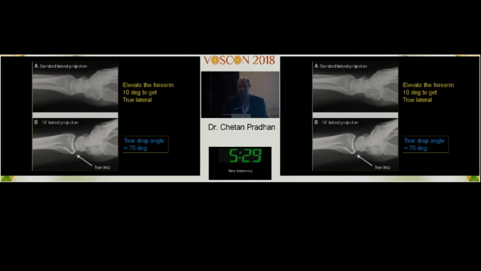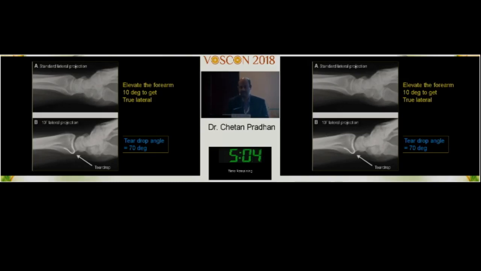If you look at the lateral view, there is something called as a teardrop, which is seen here like this. This is a standard lateral projection. This is a 10 degree elevated lateral projection. And the teardrop forms an angle of 70 degrees with the long axis of the radius. Now this is the normal. So in a 10 degree elevated view, you look for 3 things.